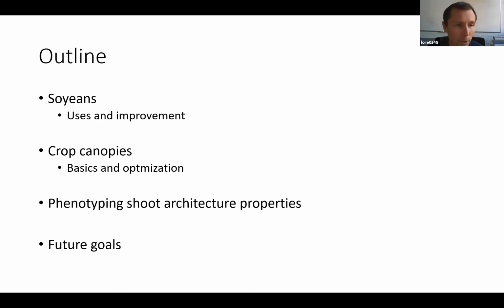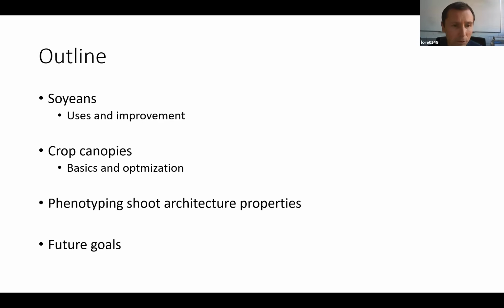So I'm going to go through what soybeans actually are. Then I'm going to talk about the concept of crop canopy and how crop canopies can be optimized to improve yield potential in a crop like soybean as well as other crops. And then I'll talk about some of the challenges we have related to genetically altering these crop canopies to make them even better than they are to maximize yield potential.